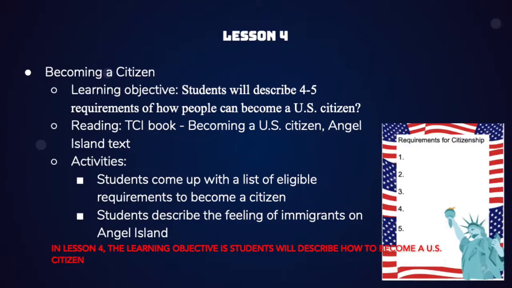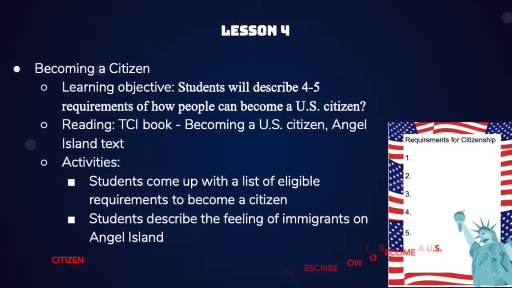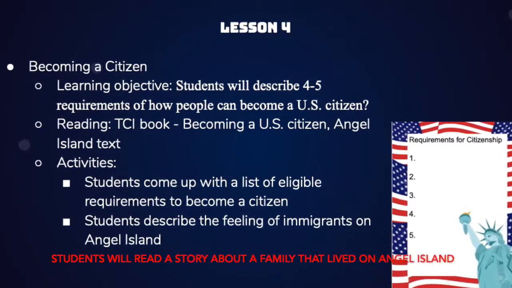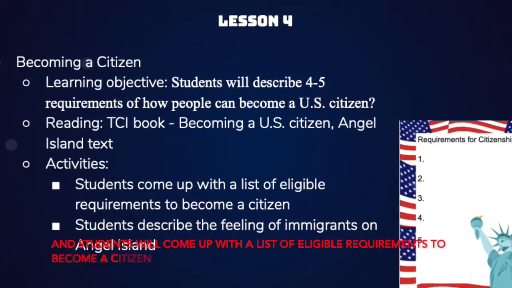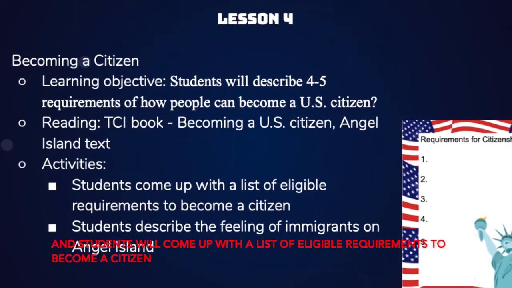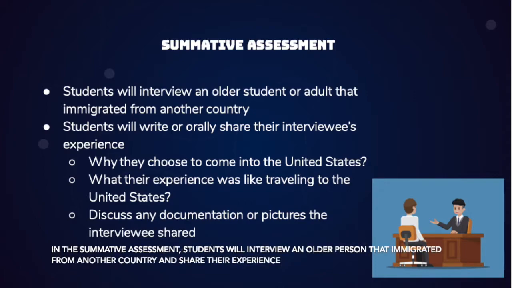In Lesson 4, the learning objective is students will describe how to become a U.S. citizen. Students will read a story about a family that lived on Angel Island, and students will come up with a list of eligible requirements to become a citizen. In the summative assessment, students will interview an older person that immigrated from another country and share their experience.